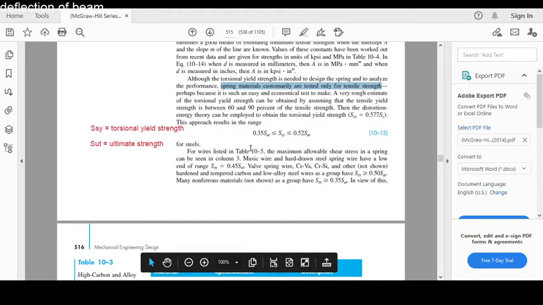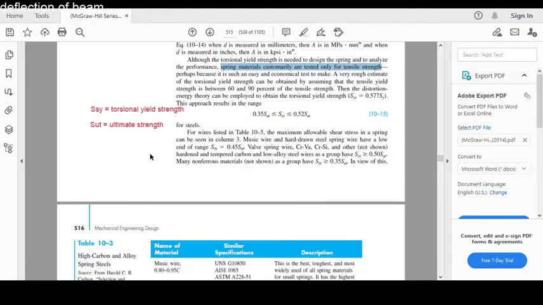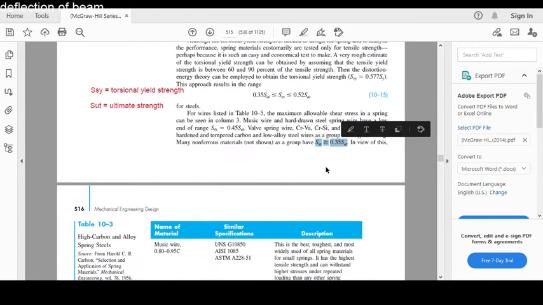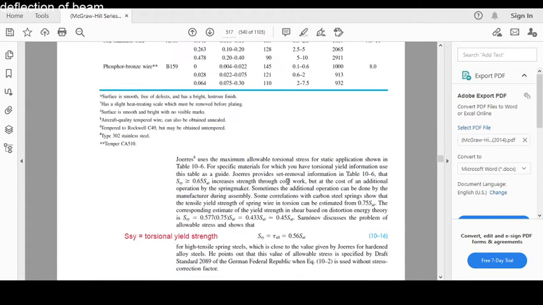For wires listed in Table 10.5, the maximum allowable shear stress in a spring can be seen in column 3. Music wire and hard drawn steel spring wire have a low end of range, with torsional yield strength equal to 0.45 of ultimate tensile strength. Other spring wires such as chrome vanadium, chrome silicon and other hardened and tempered low carbon alloys as a group have a torsional yield strength more than 0.50 of ultimate tensile strength. Many non-ferrous materials fall in a group like this. In view of this, the text uses the maximum allowable torsional stress for static application.